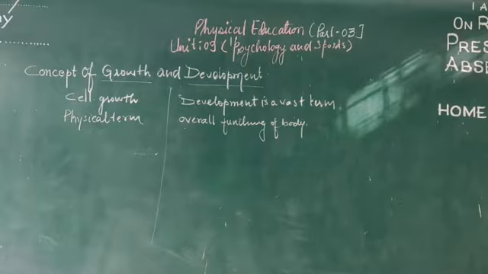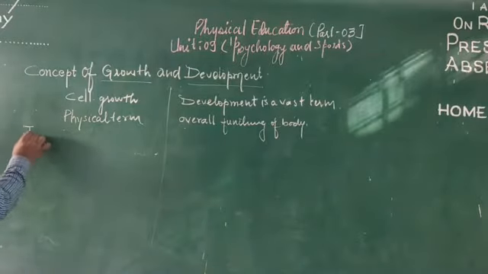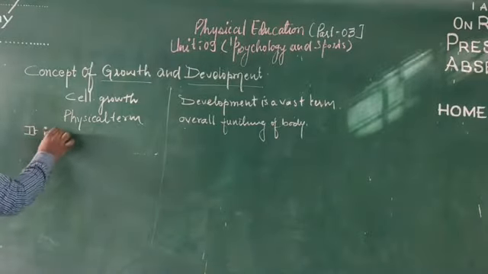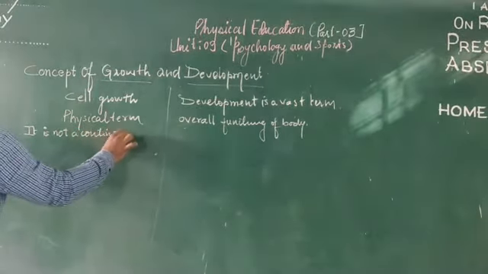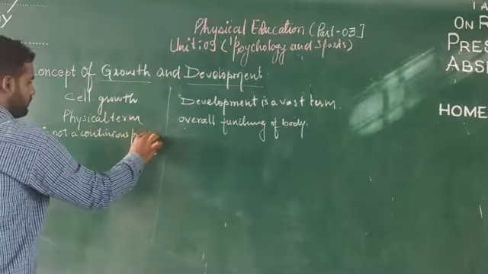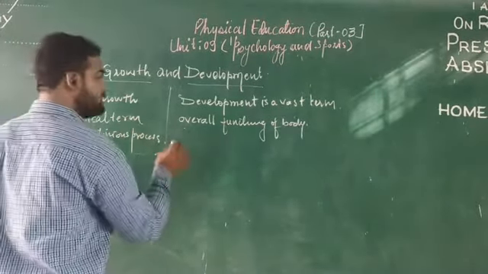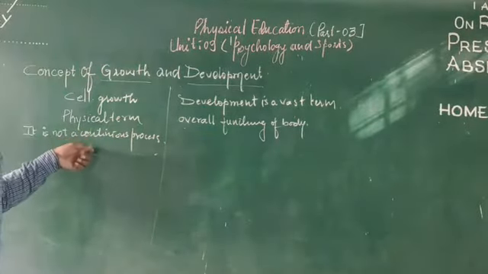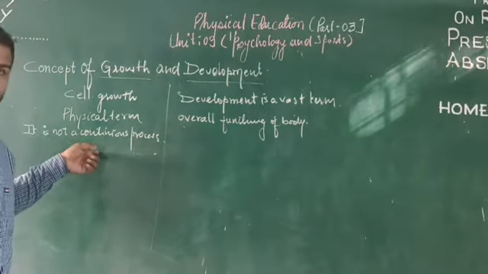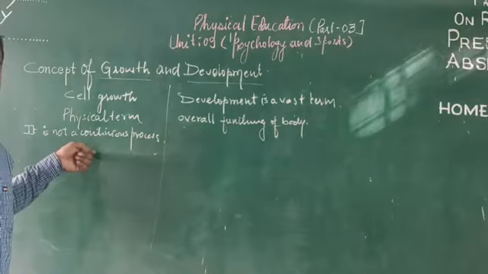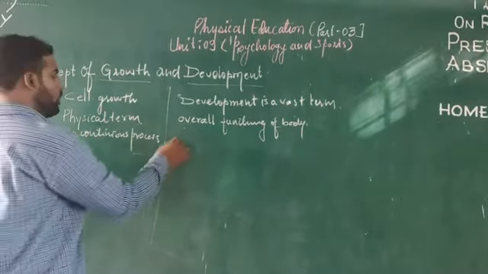Growth does not continue throughout life. It will stop when maturity has been attained. But development is a continuous process. So growth is not a continuous process, but development is a continuous process. Growth stops when you attain maturity, right? After 16 or 18, your height will not increase because you have attained adolescence, the maturity time. But development is throughout life.